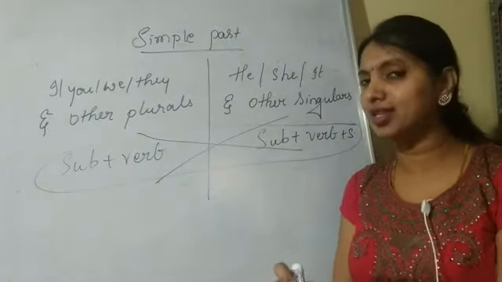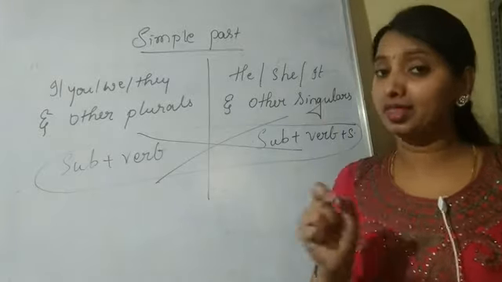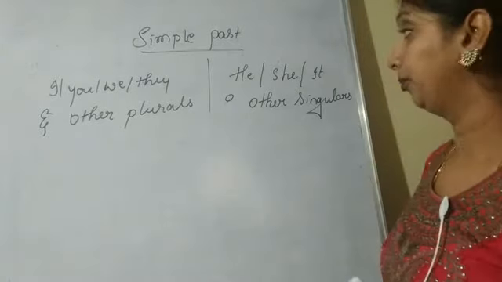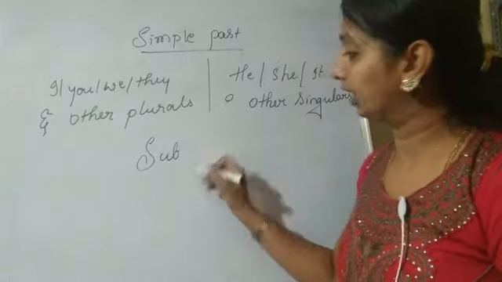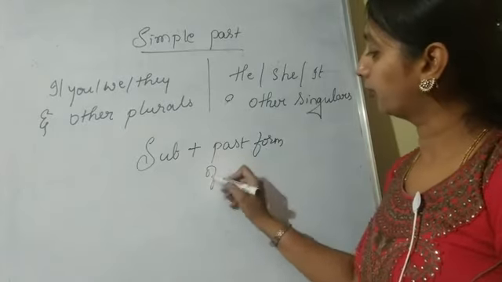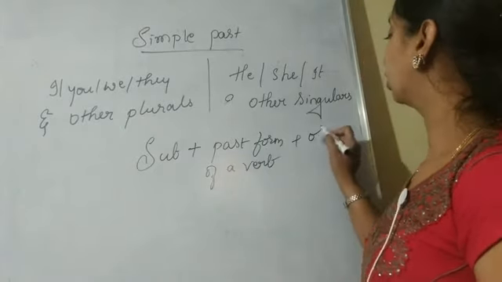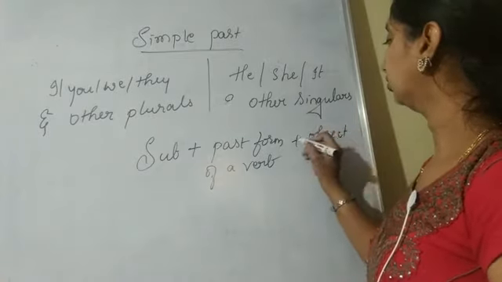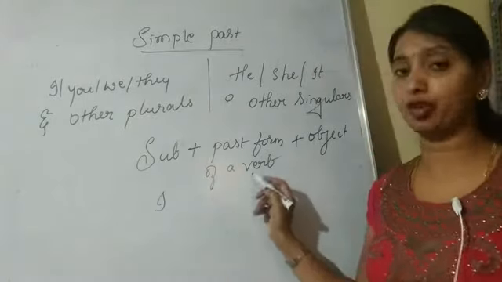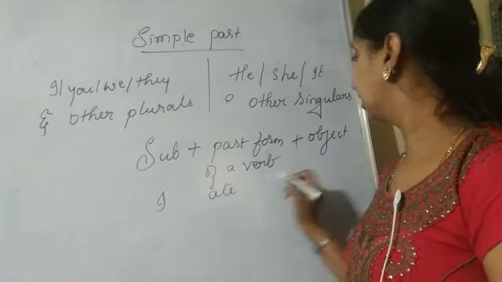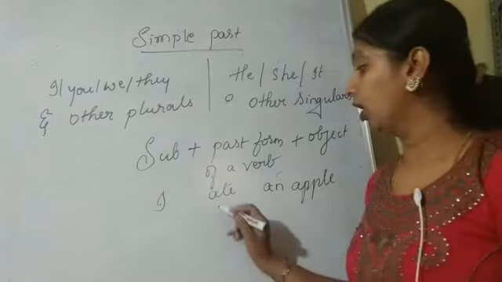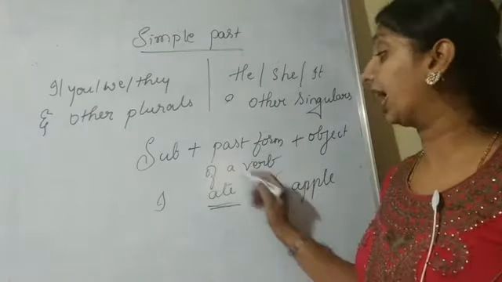So, simple past tense is a bit easy one, but only one thing we need to know is we should know the past form of every verb. I'll go for only one rule for this: subject plus past form of a verb plus object. So, if it is I, past form of a verb, I'll just go for I ate an apple.